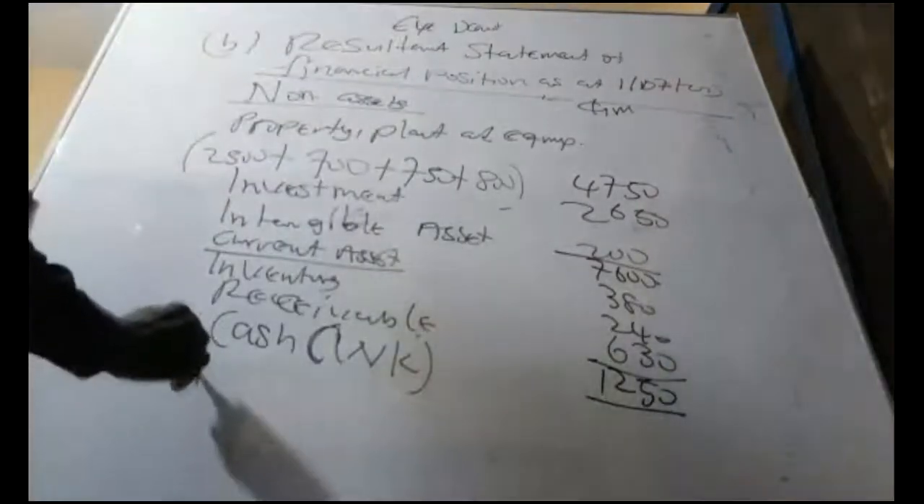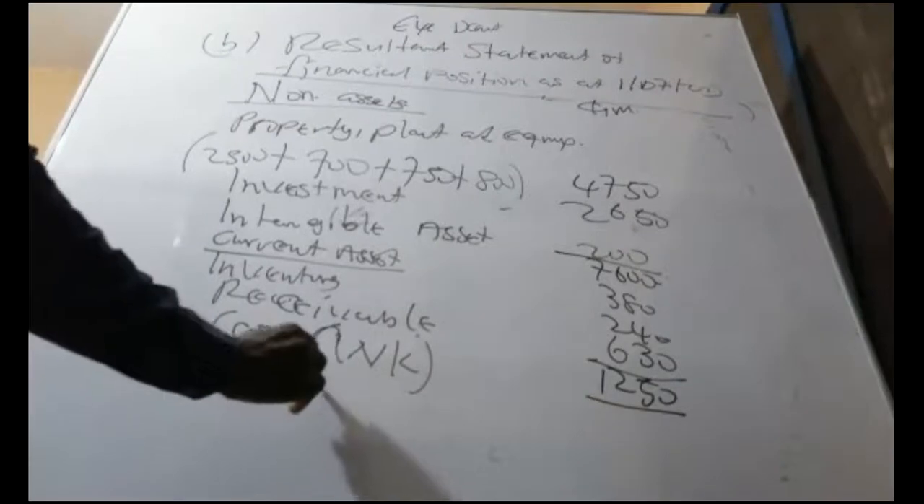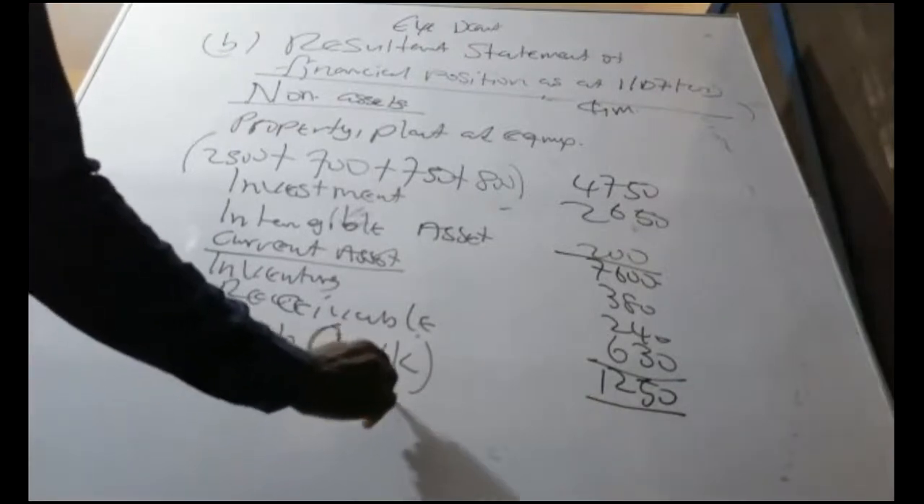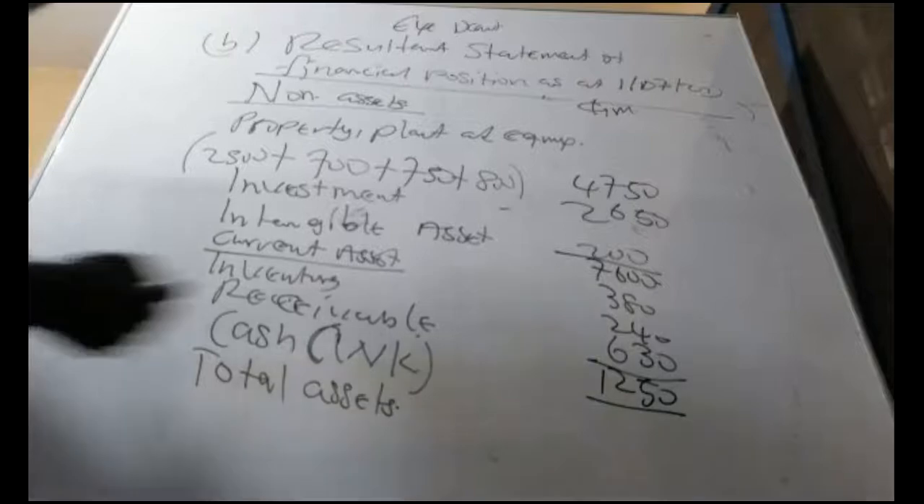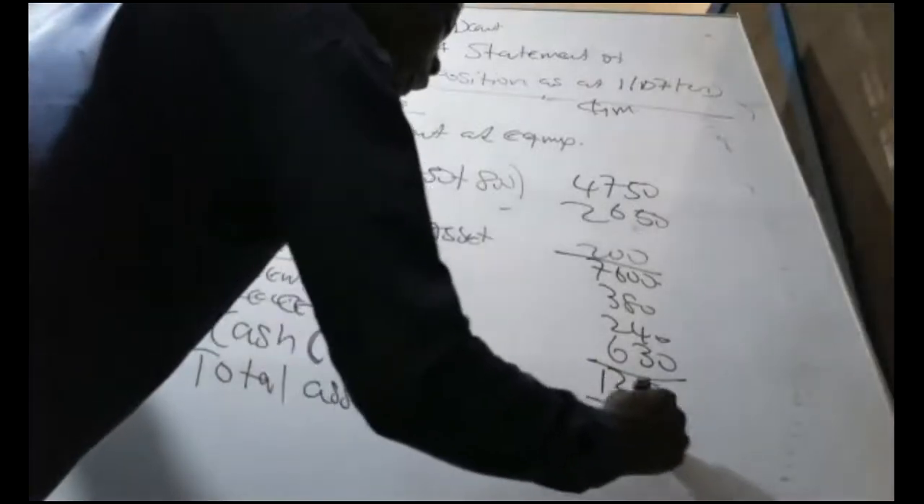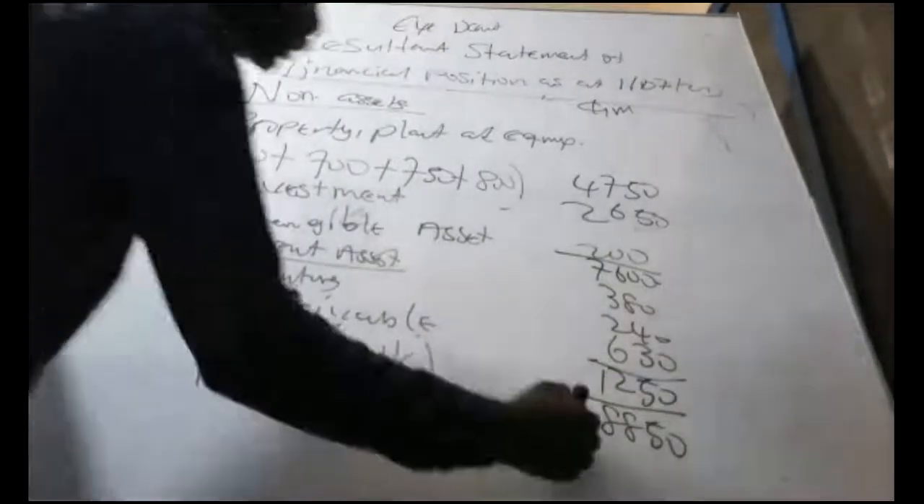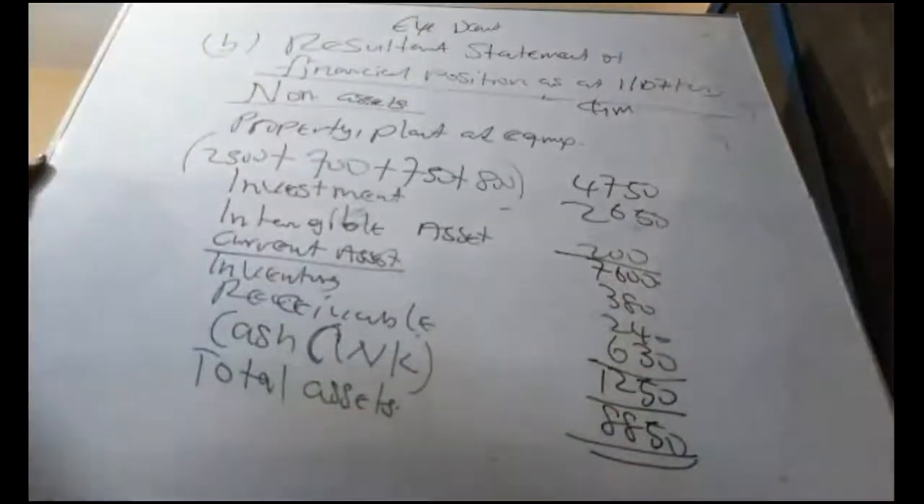Now let's go to total asset. What about the total asset? Total asset. Who can solve it for me? Total asset. 8850. So 8850. We are done. Let's go to equity.